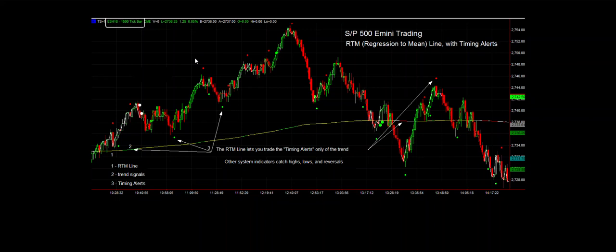It considers price in relation to the regression to the mean line. You have to consider, is it above or below the line? At the color change, you only want to trade with the trend. So let's look at the next indicator.